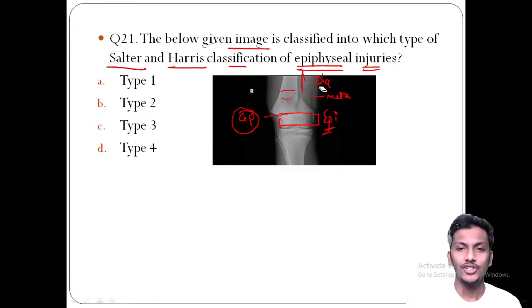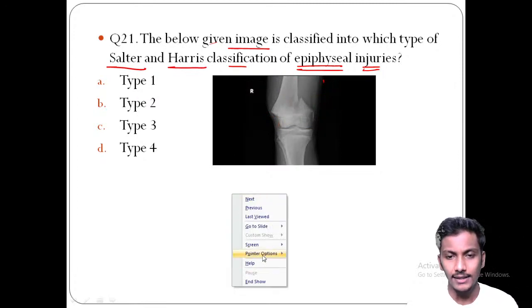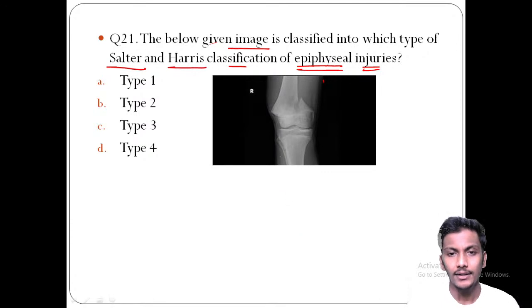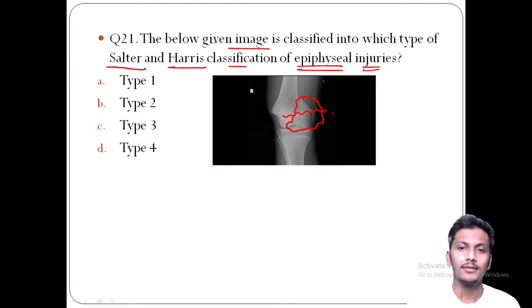You can see separation occurring at the level of physis and the metaphysis. What is visible here, where is the separation? Separation is at the level of physis and the metaphysis, right? So there is separation somewhere here, right? That is one thing. And along with that, what you can see, the epiphysis is taking along a chip of metaphysis along with it. Okay, epiphysis is also taking a chip of metaphysis along with it. That means there is a metaphyseal fracture.